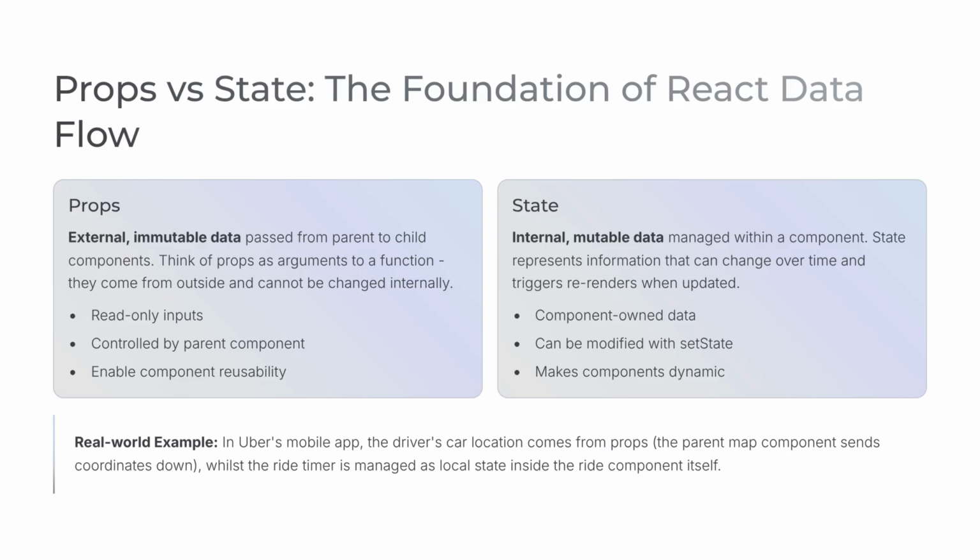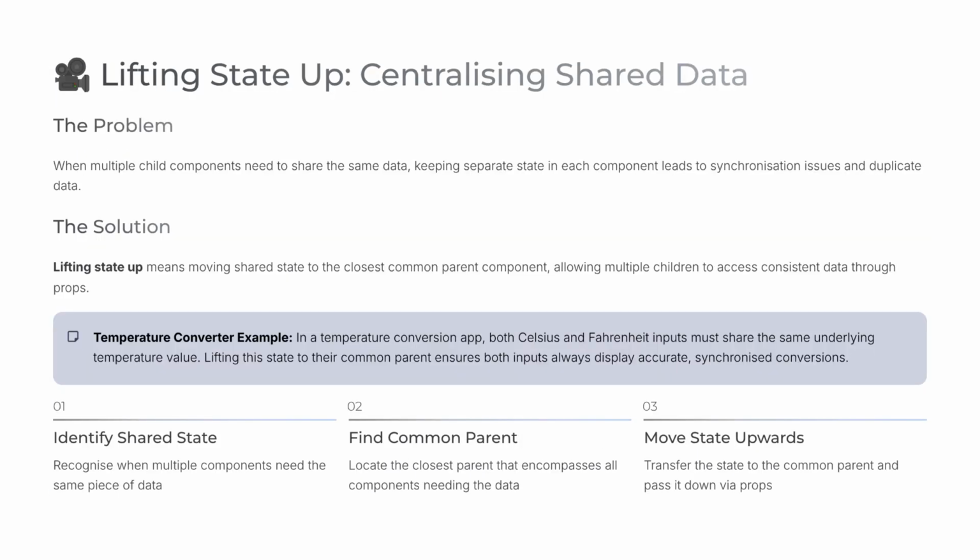For example, in Uber's app, the parent map component passes the driver's live location down as props. Meanwhile, the ride timer, counting how long the trip has lasted, is managed as local state inside the ride component. The key takeaway? Props are controlled from the outside and never change internally, while state is controlled from within and updates over time.